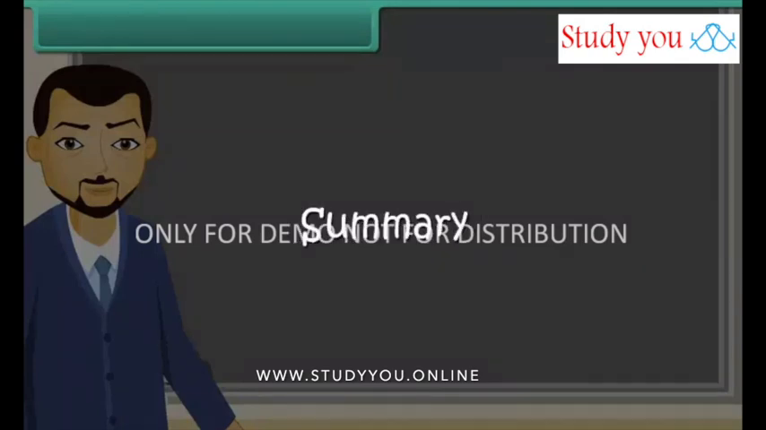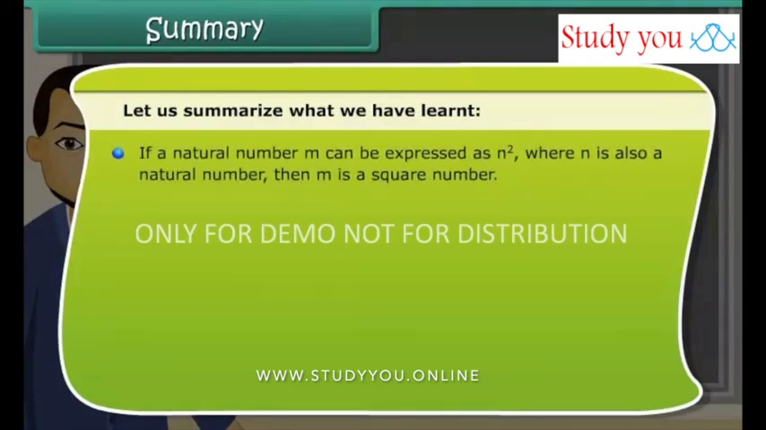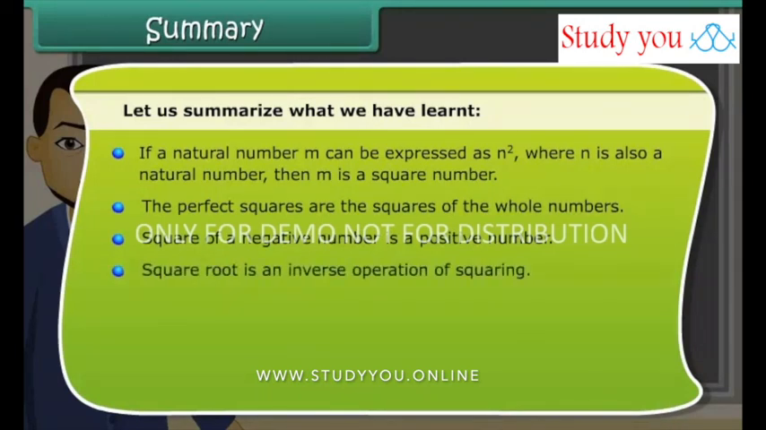Summary. Let us summarize what we have learned. If a natural number m can be expressed as n square, where n is also a natural number, then m is a square number. The perfect squares are the squares of the whole numbers. The square of a negative number is a positive number. Square root is an inverse operation of squaring.